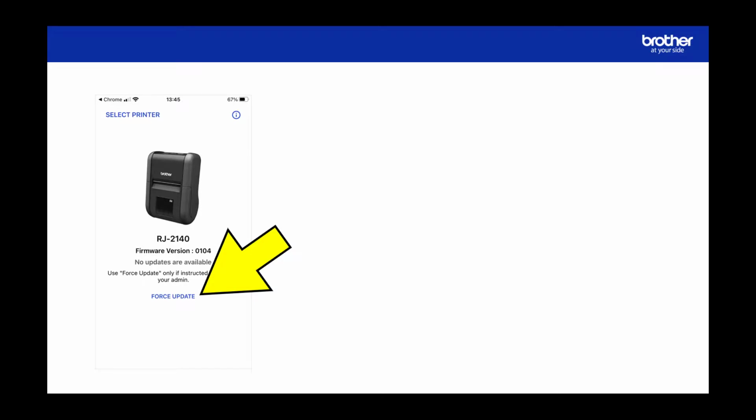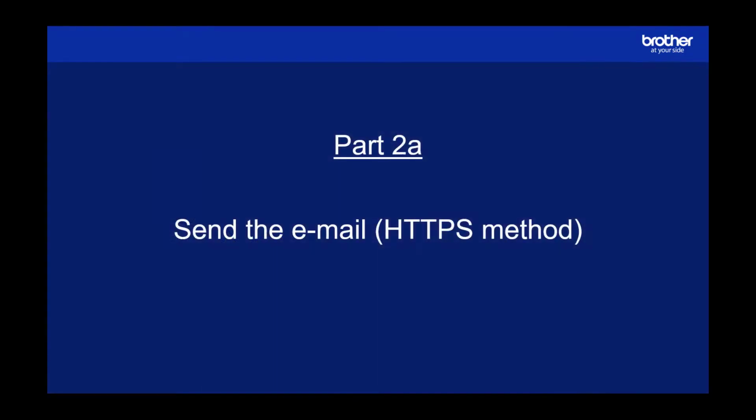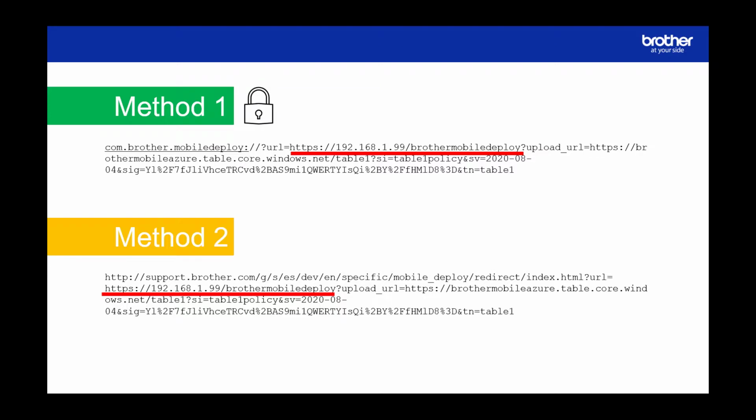It's also possible to use the force update function to push the BLF files to the printer. This will also update the Azure table without having to change the version number information in the JSON file. The method of creating the URL if you're using a HTTPS server is the same as the Dropbox method. The only difference is the URL points to your HTTPS server rather than Dropbox.